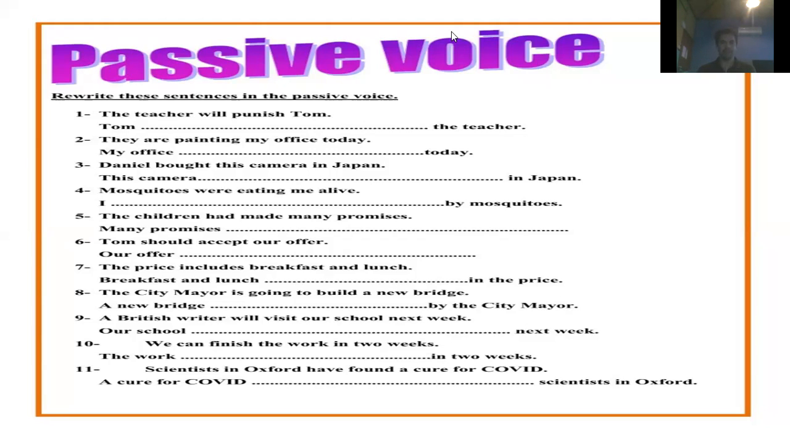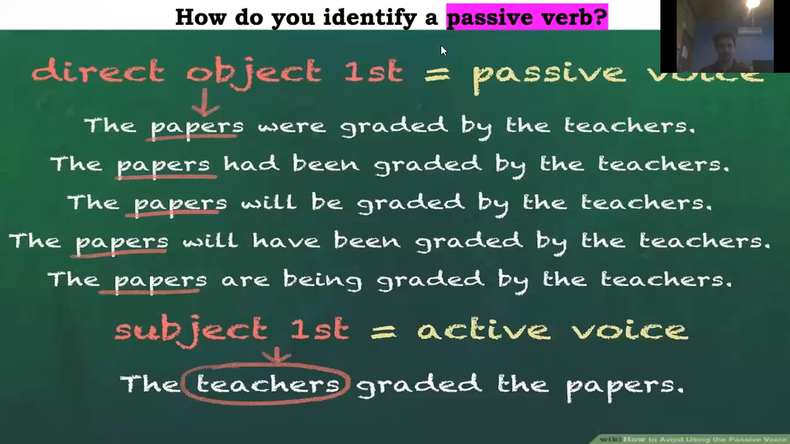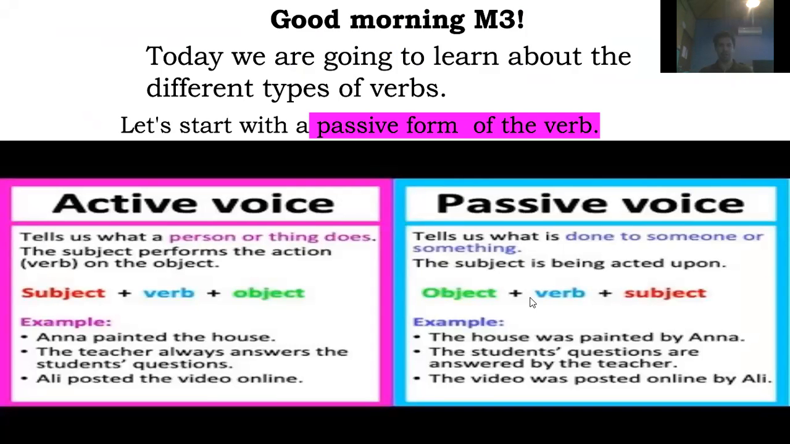Let's go. Passive voice. Okay, so passive voice. What is a passive voice? Exactly. A passive voice is an object plus verb plus subject. Okay, remember that.